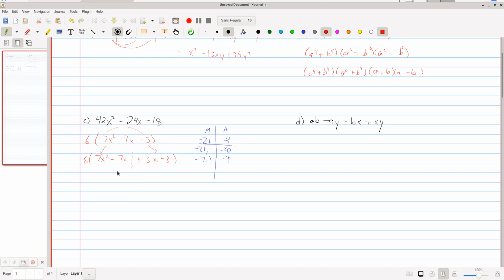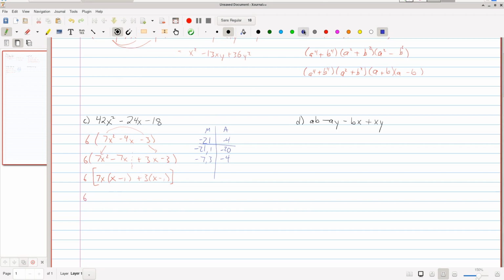So now we move on to the grouping. We look for a common factor in the first group, and I see that these both have 7x in common. If you factor out 7x, we're left with x minus 1. For the second group, I see that these both have a 3 in common, so we factor out the 3, and we're left with x minus 1. Now we don't want to forget this common factor of 6 that was out in front of the entire problem, so we'll let that one just sit out for now.